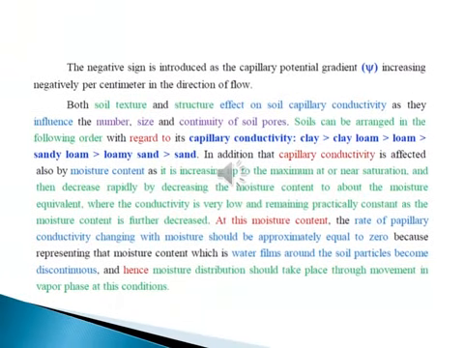Soil texture and structure affect soil capillary conductivity as they influence the number, size, and continuity of soil pores. Soils can be arranged in the following order with regard to decreasing capillary conductivity: clay, clay loam, sandy loam, loamy sand, and sand. Capillary conductivity is also affected by soil moisture content, as it increases up to the maximum at or near saturation, and then decreases rapidly as the moisture content decreases.